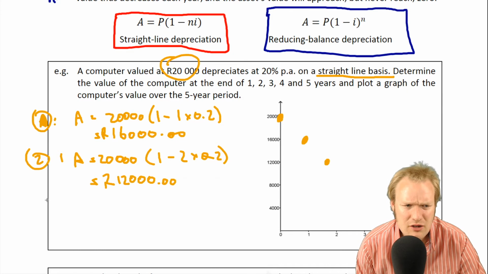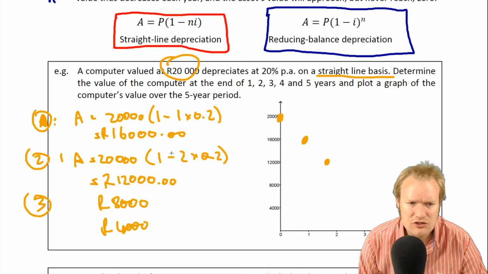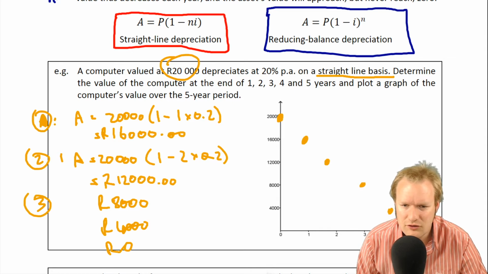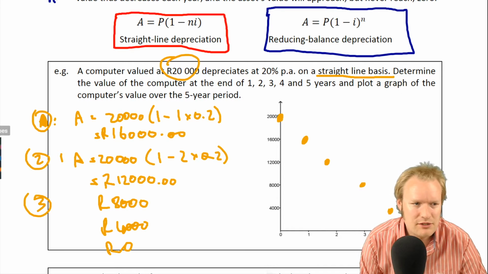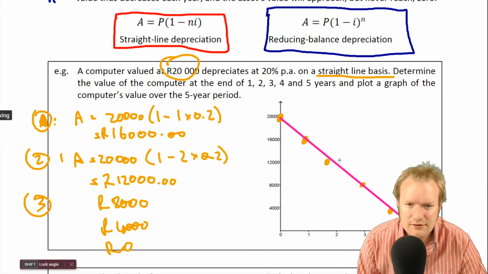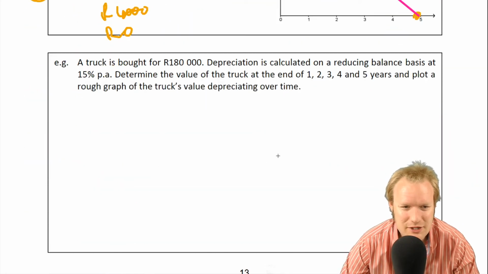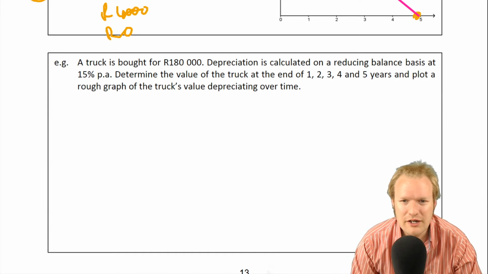Now I'm going to leave you just to do the same for each year. We know that we're losing 4,000 Rand every year, and you can plug it into the formula, and you'll see that, here we go, 3, 4, 5, plot a graph. We can connect those dots, and we know it's going to be a straight line through all the dots. Okay, so there's the simple interest depreciation, and the other way we could look at it is reducing balance.